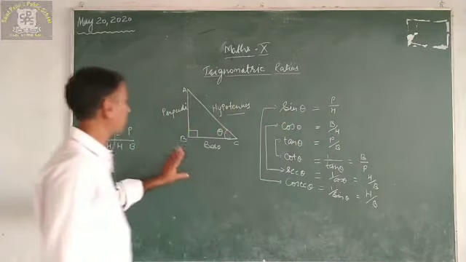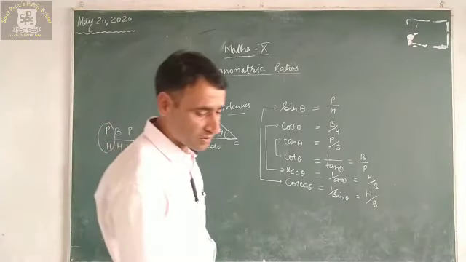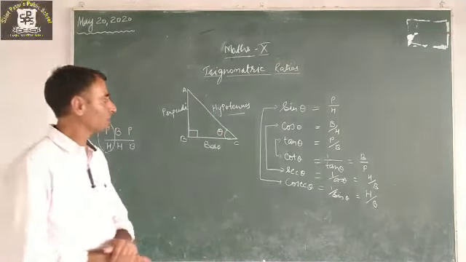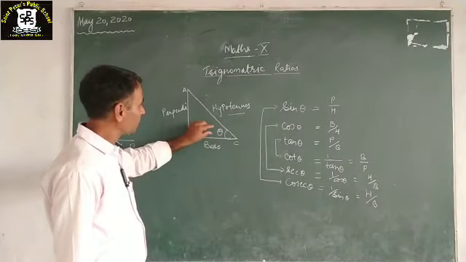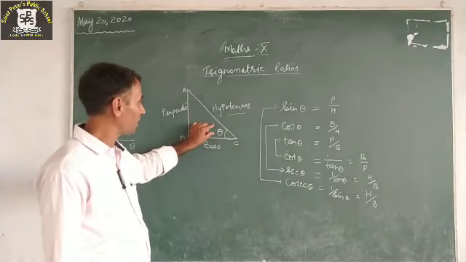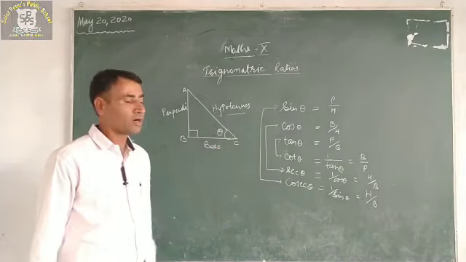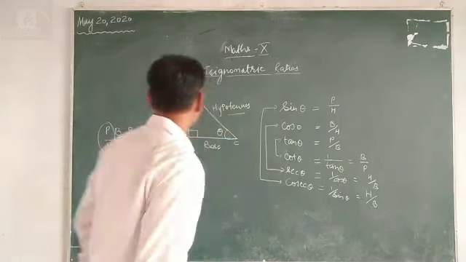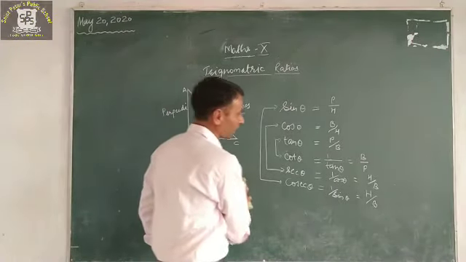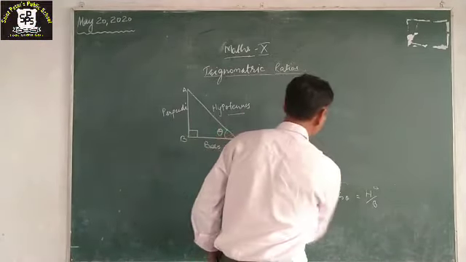We all have studied this in the previous class. Now in this lecture, we are going to find the values of some specific angles. If I change the value of theta to 0 degree, 30 degree, 45 degree, 60 degree or 90 degree, then what will be the values of sine, cos, tan, cot, sec and cosec? To find these values, we are going to construct a table. It's the easiest way.